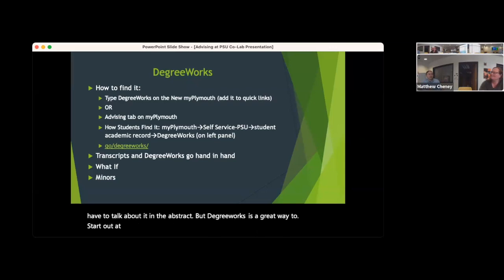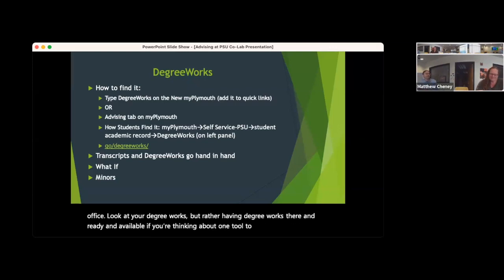Once you've gotten through those conversation starters, I don't immediately open DegreeWorks and say, hello, welcome to my office, look at your DegreeWorks. But rather, I have DegreeWorks there and ready and available. If you're thinking about one tool to have ready for an advising conversation, DegreeWorks would be it for me, because it lays out what they need to do, what they have done, and we can really begin to think about their journey. Yeah, it's great.